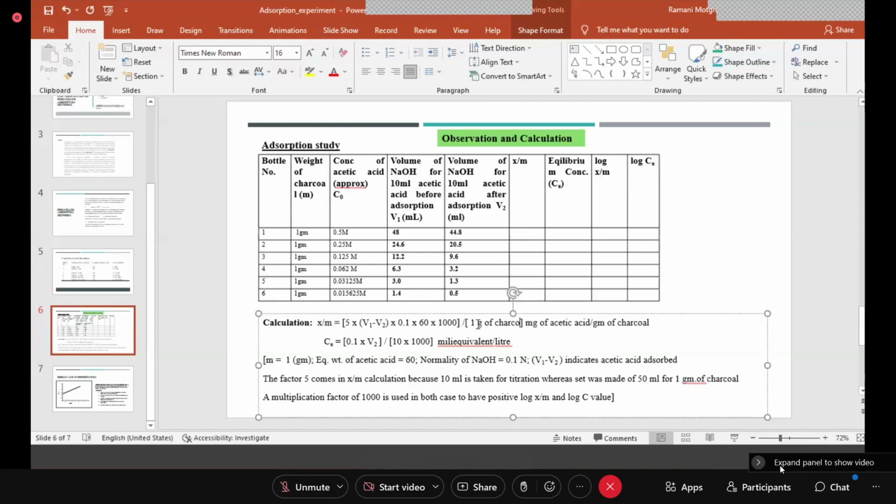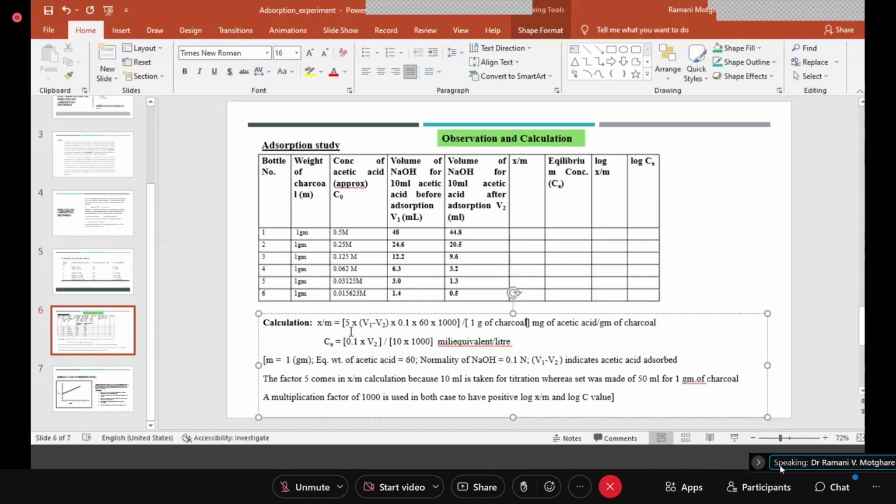Ma'am, every time V1 will be greater than V2, no? V1 will be greater than V2 because this is before adsorption, and after you put 50 ml of acetic acid in 1 gram charcoal and shake it for 1 hour, your V2 will be lesser because some part of it has been adsorbed on the surface of charcoal, activated charcoal. So V2 will be lesser than V1.